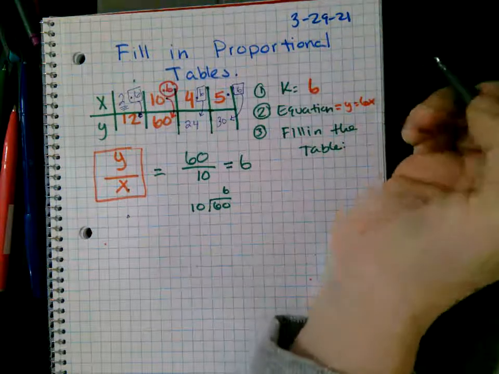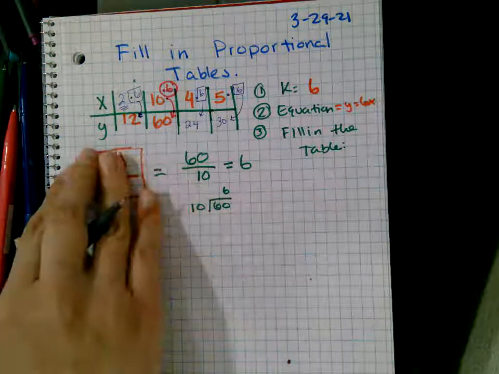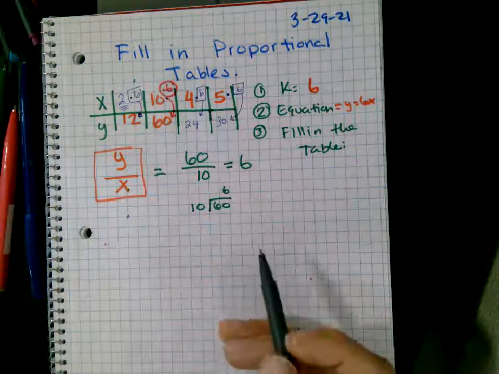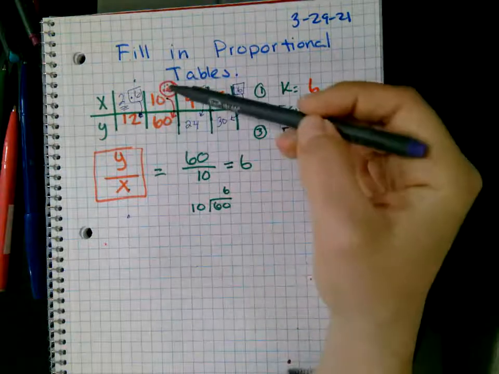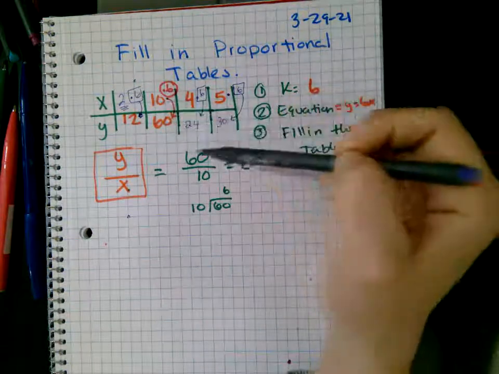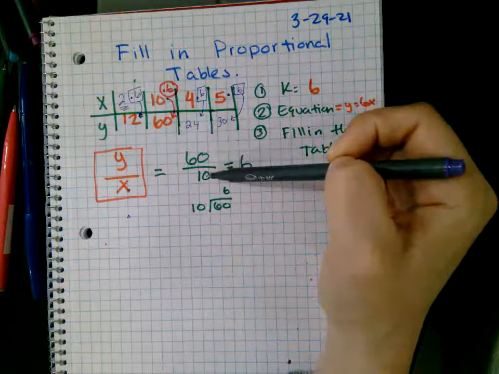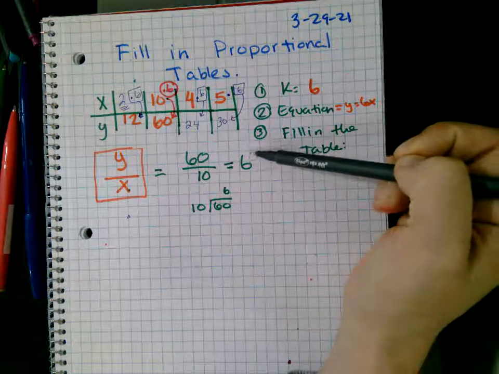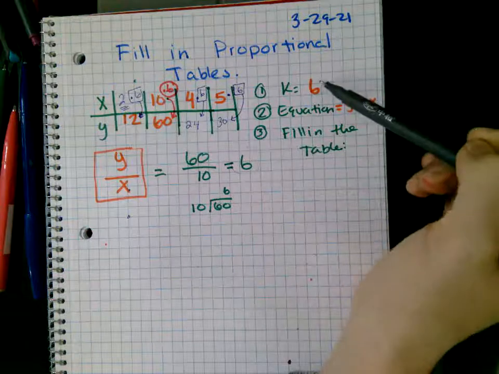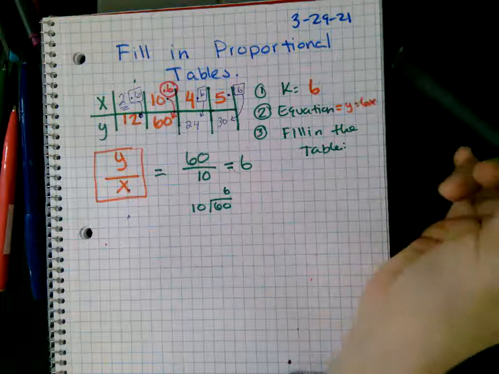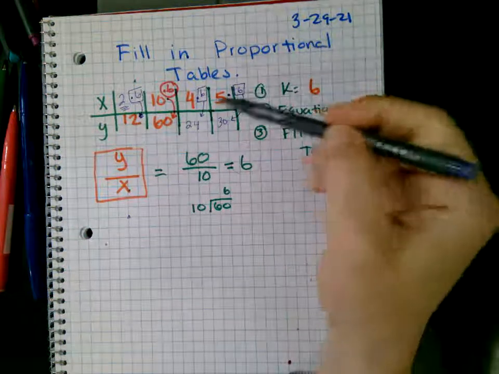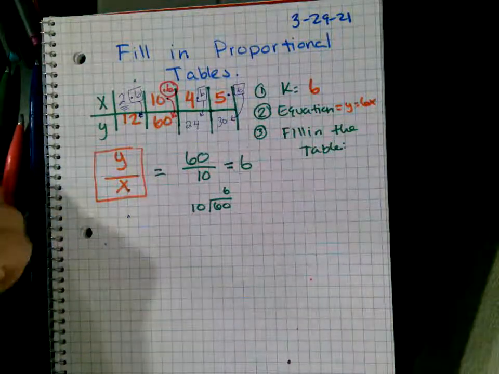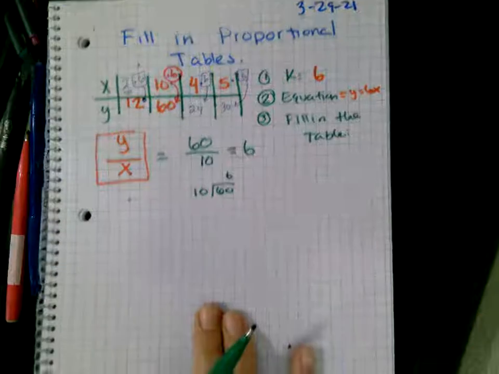A couple different ways you can do it. This is a pretty easy table. This one's easy, level 1. How did we start off? We took the pair that they gave us. We wrote it as y over x, and we got an answer of 6. That number, 6, is our constant of proportionality. It's our equation, and then that's the number we use to fill in the rest of the table. All right, let's try another level 1.